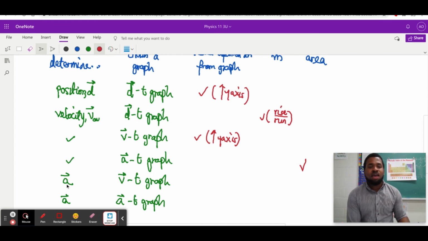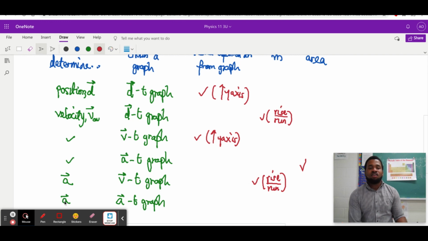And the next one here is when you're asked to determine the acceleration given the velocity time graph, what do we do? In this case here, we know that we have to do the slope of our velocity. In this case, we know that our rise is our velocity over our run, which is our time, and therefore the slope of that particular graph here, which is the velocity time graph, gives us our acceleration.